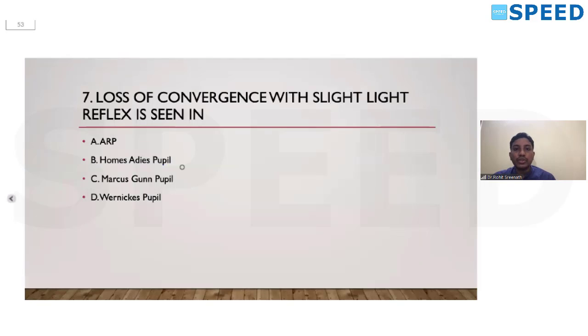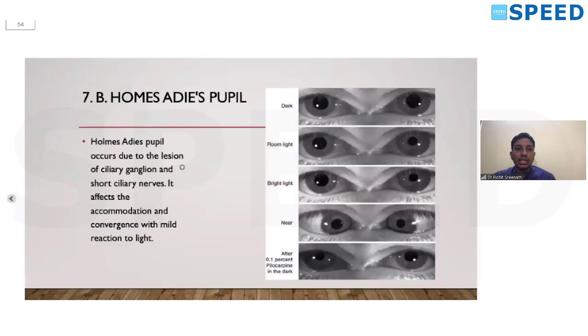Okay, so loss of convergence with a slight light reflex is seen in. So he's telling loss of convergence. So the answer is Holmes-Adie's pupil. Okay, so Holmes-Adie's pupil, two things: postganglionic parasympathetic nerve fibers supplying the sphincter are affected, and there is denervation hypersensitivity to low dose pilocarpine. As low as 0.1% pilocarpine will result in a paradoxical constriction of the pupil, which is a feature of Holmes-Adie's pupil.